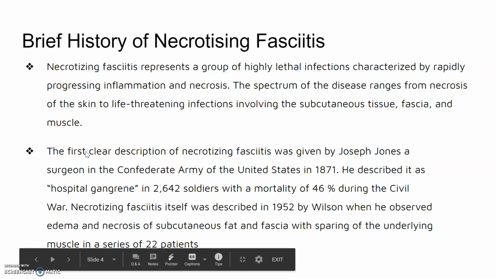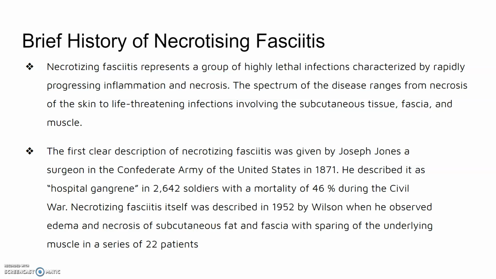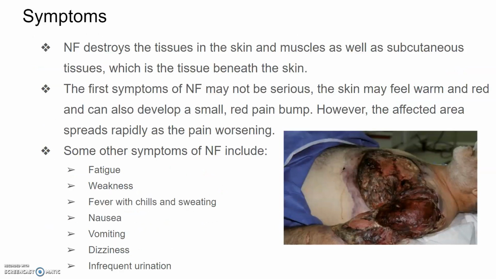So, a brief history of necrotizing fasciitis. It is a group of lethal infections characterized by rapidly progressing inflammation and necrosis. The spectrum of the disease can range from necrosis of the skin to life-threatening infections involving tissue, fascia, and muscle. The first clear description of necrotizing fasciitis was given by Joseph Jones, a surgeon in the Civil War in 1871, and he described it as hospital gangrene in 2,642 soldiers, and it had a mortality rate of 46%.